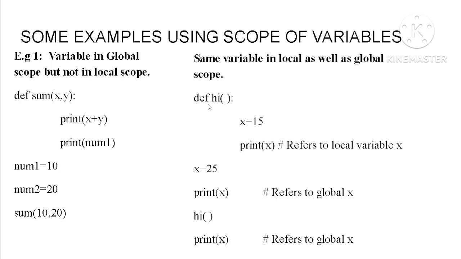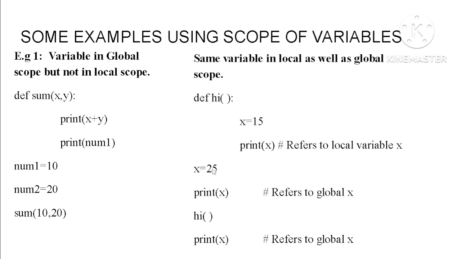Look at this example: def high, x is equal to 10 and print x. And here I have given in the main lines, x is equal to 25. So I have given the same x inside the function as well as outside the function. Now, when I say print x inside the function, 15 will get printed. When I print x outside the function, 25 will get printed. So what is the order of printing? What will be the output of this program?